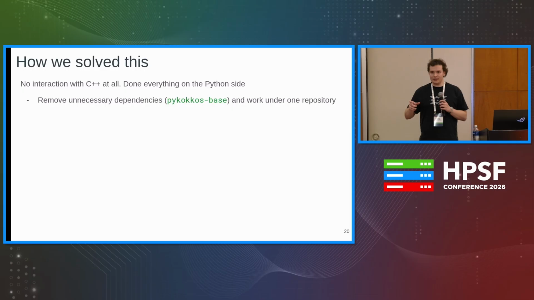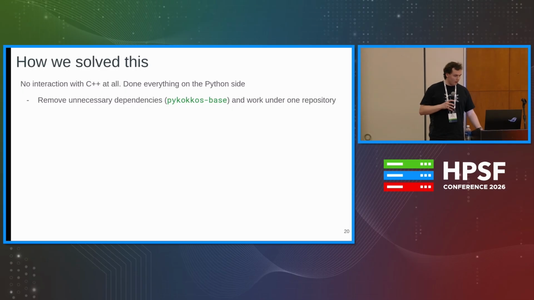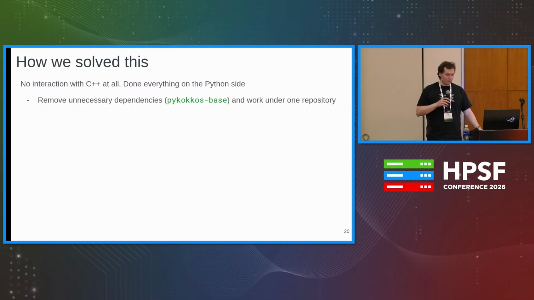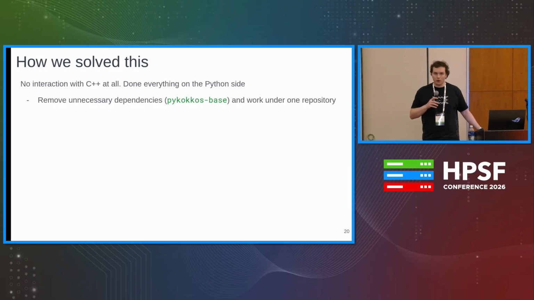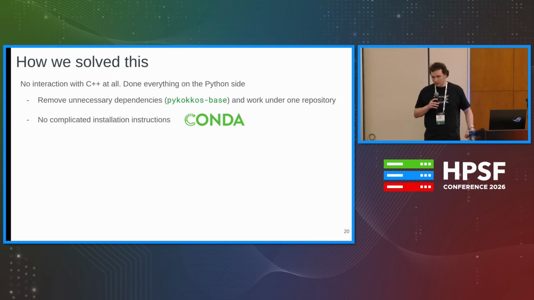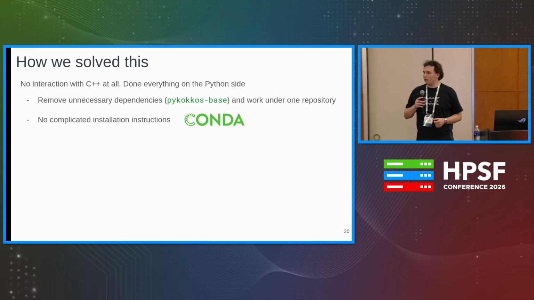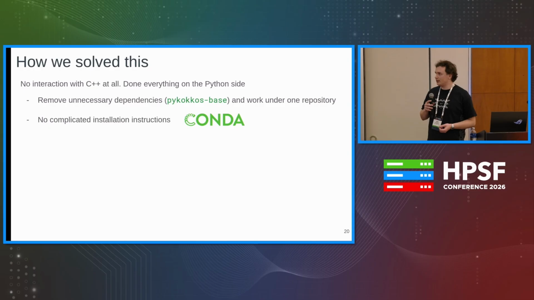Embedding all of the dependencies in our build script was one of the first steps we had done. So eventually, of course, we removed this PyKokkos base repository that we had as a proof of concept. Also, one of the biggest milestones was the conda integration. By integrating everything with an environment manager, we allowed users to not deal with any dependencies at all, and just specify all of them in one file.